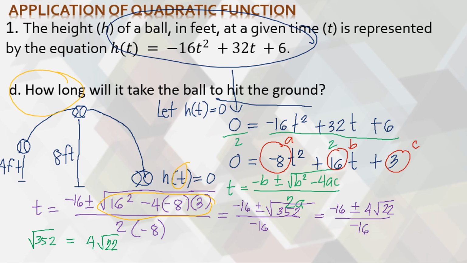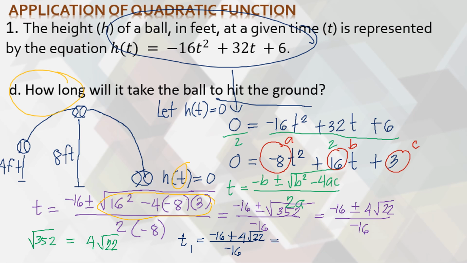Since you have plus and minus here, ibig sabihin, paghiwalayin natin. Dalawa ang pwedeng makuha. Sabi niya, isa dyan ay hindi pwedeng gamitin, ang isa naman ay pwedeng gamitin. So, t sub 1 is equal to negative 16. Kunin natin ng plus 4 square root of 22 divided by negative 16.